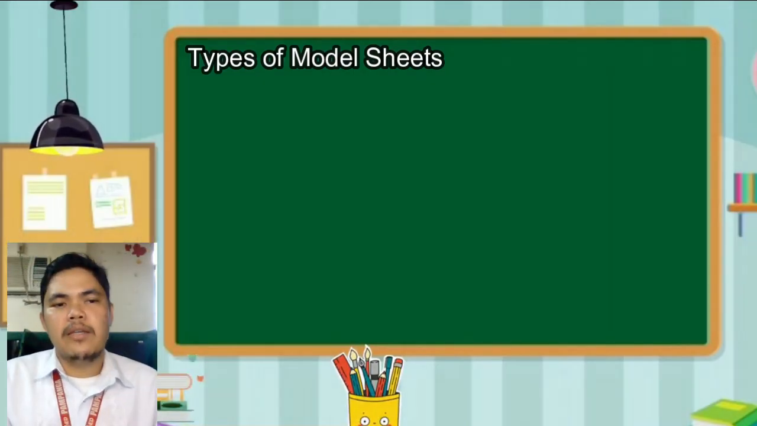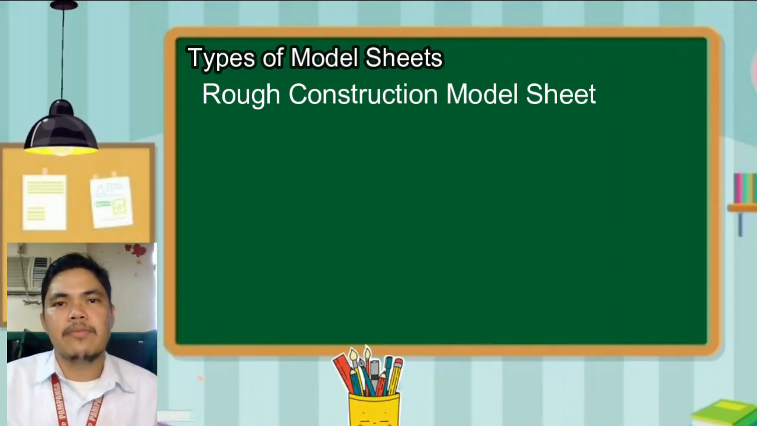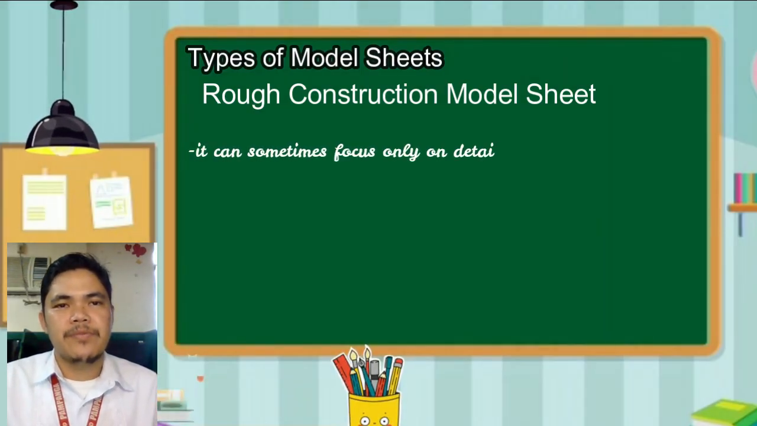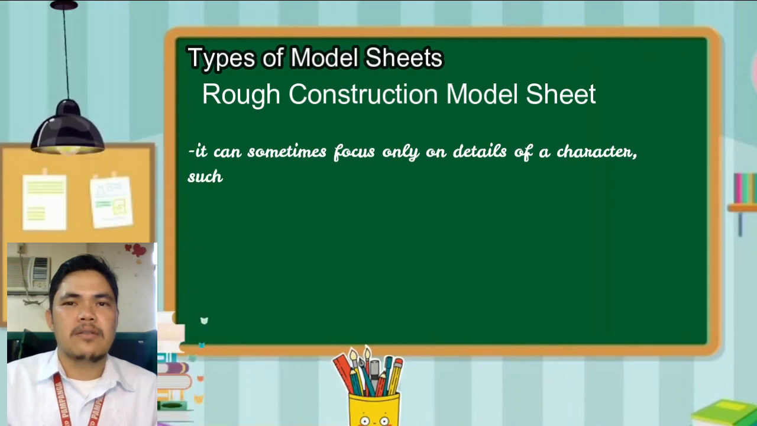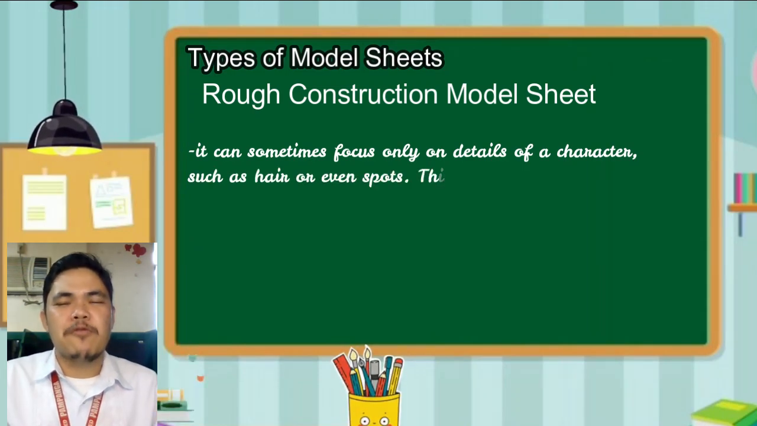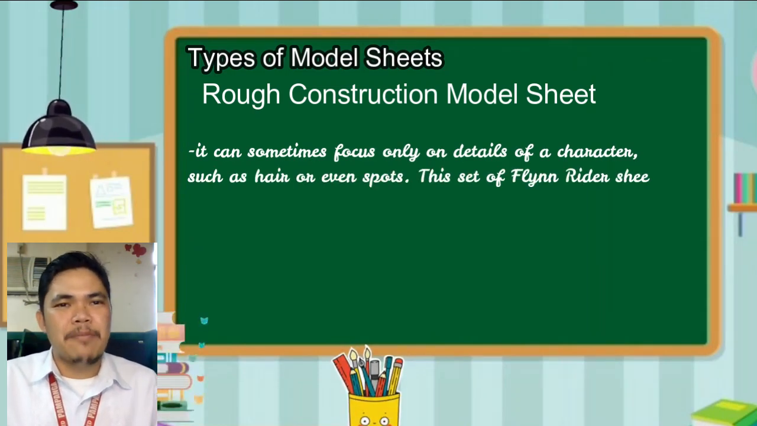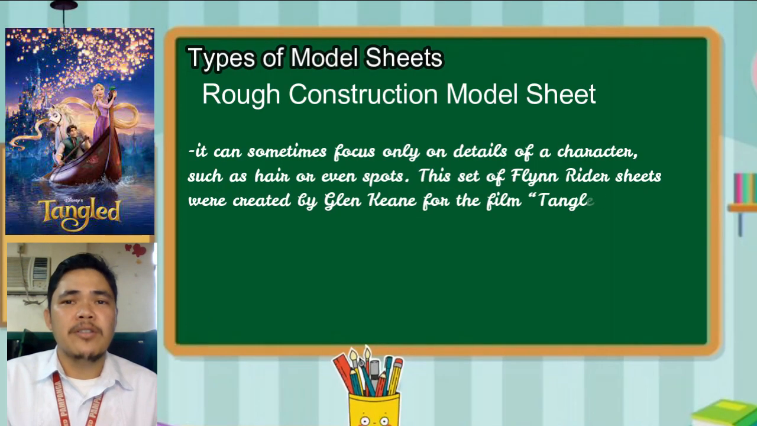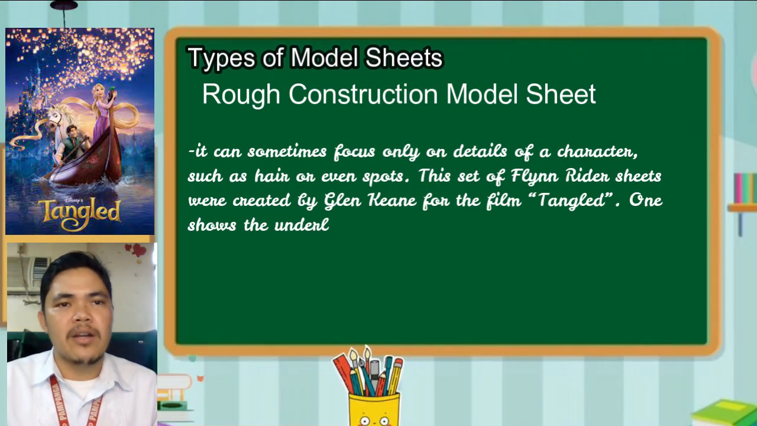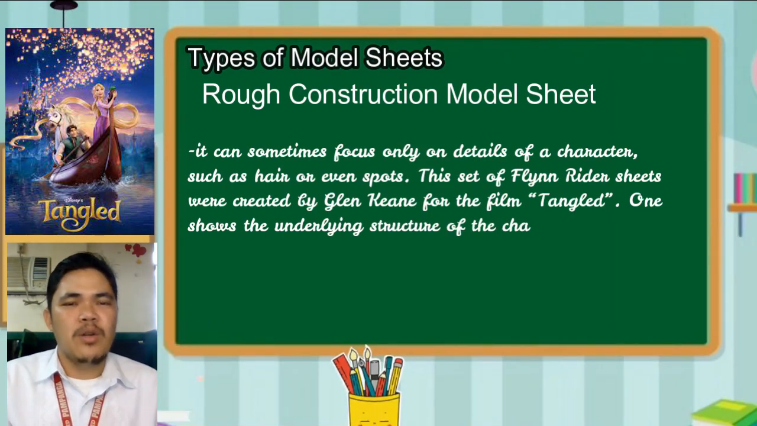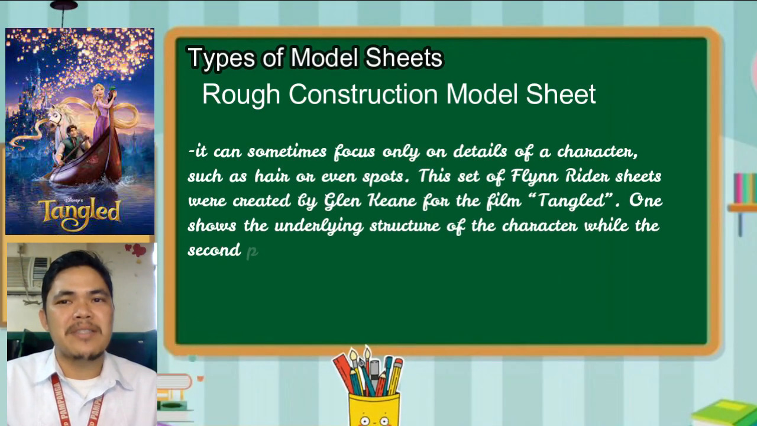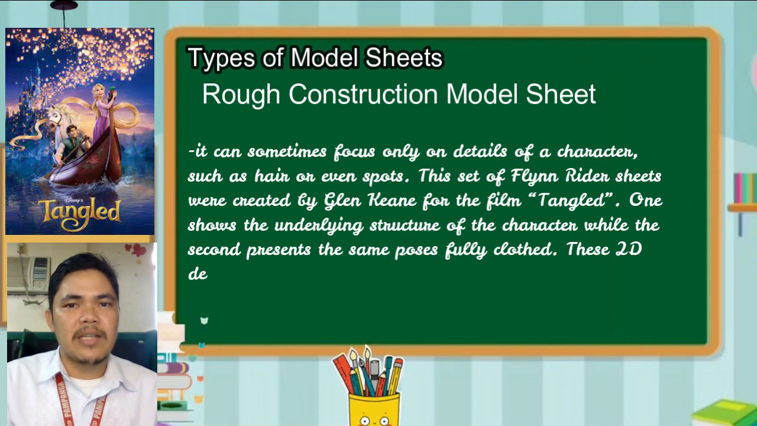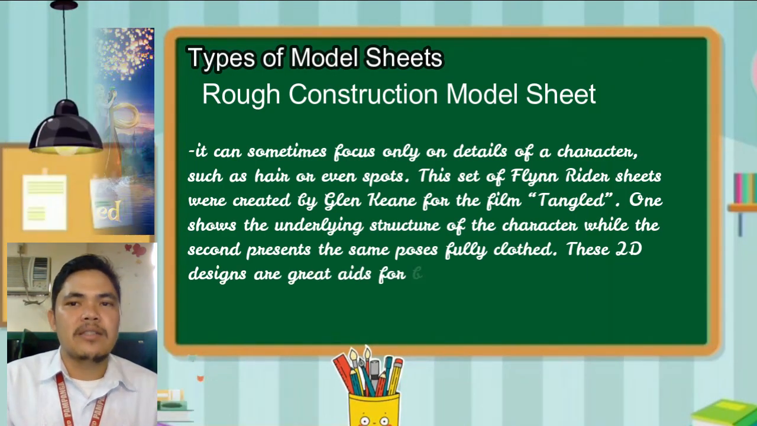Next is what we call the rough construction model sheet. It can sometimes focus only on details of a character, such as hair or even spots. This set of model sheets were created by Glen Keane for the film Tangled. I think napanood na to, no? So, one shows the underlying structure for the character, while the second presents the same poses, fully clothed. These 2D designs are great aids for building a 3D character.